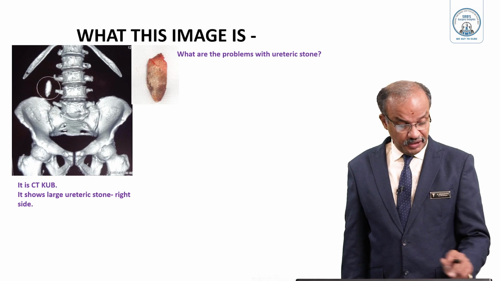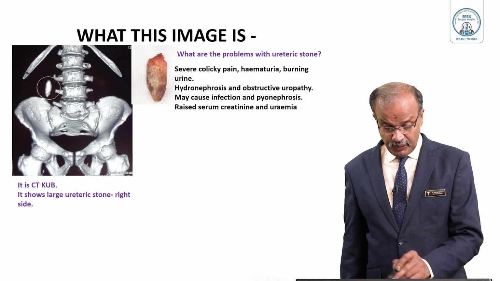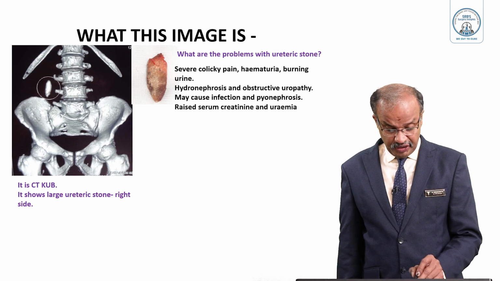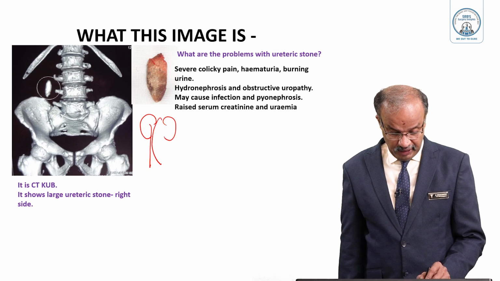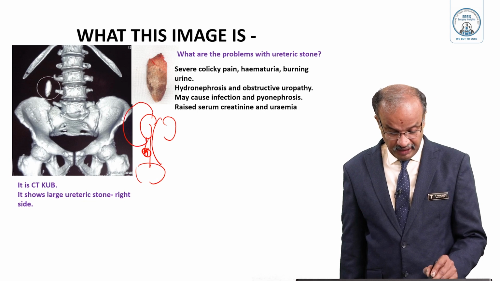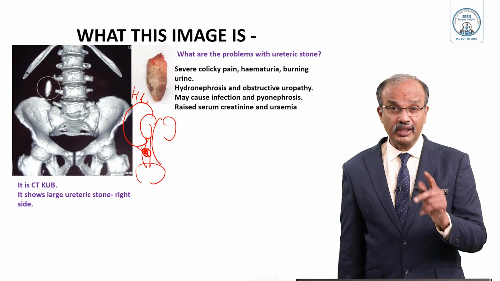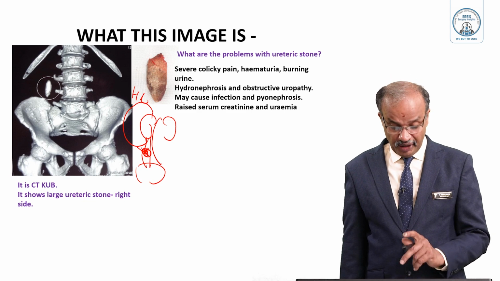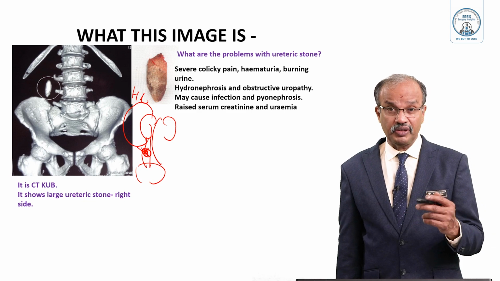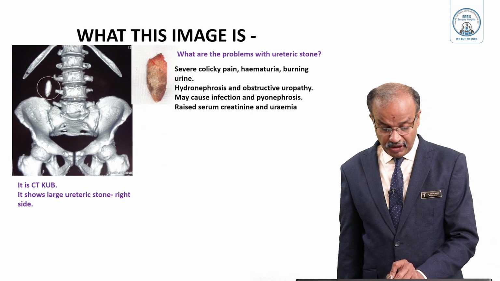So what are the problems with the ureteric stone? Severe colicky pain and reflex spasm, pylospasm and vomiting, hematuria, burning urine, because it causes obstruction, hydronephrosis, obstructive uropathy. So this is the kidney, this is the ureter, this is the bladder. This stone is here, so it causes the obstruction. The kidney gets dilated like that, hydronephrosis. So they have to remove this stone to relieve the obstruction. Otherwise, kidney parenchymal damage occurs, obstructive uropathy. They will develop uremia eventually. Creatinine will become higher. It is called obstructive uropathy by back pressure or obstruction. It may cause infection, pyonephrosis, raised serum creatinine, uremia are typical.